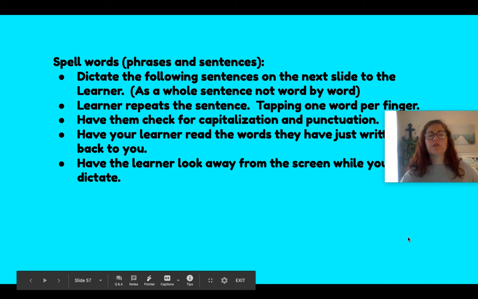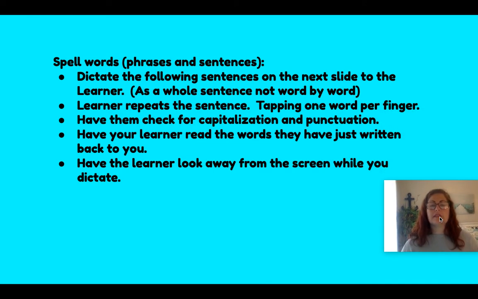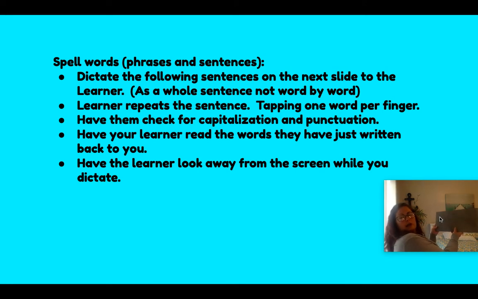Now we're going to do spell words. Can be phrases or sentences. I'm going to dictate the phrases for the next slide. Your learner is going to repeat the sentence or phrase, tapping one word per finger. So for example, instead of touch spelling, they will do one word per finger.